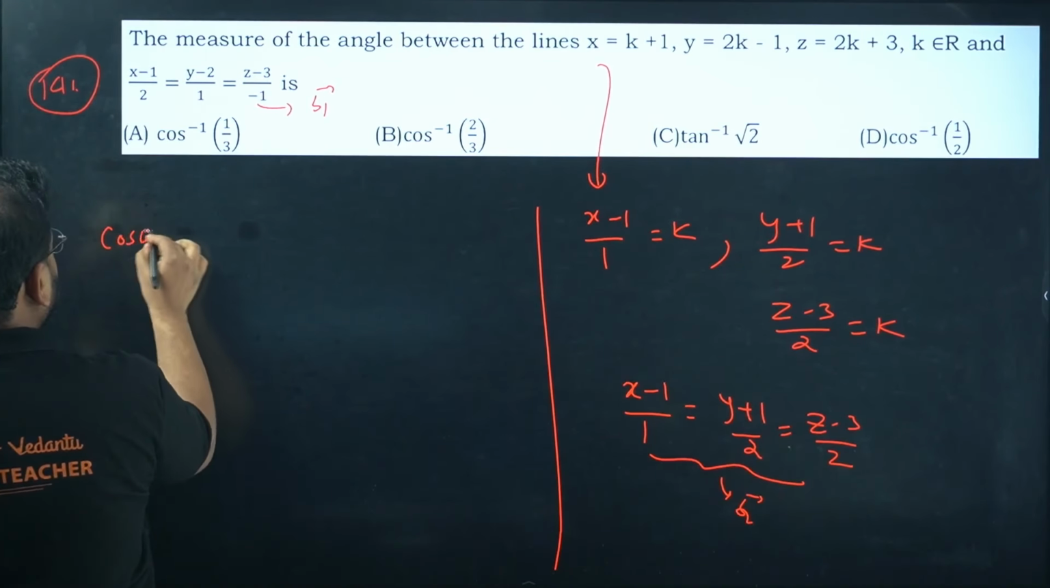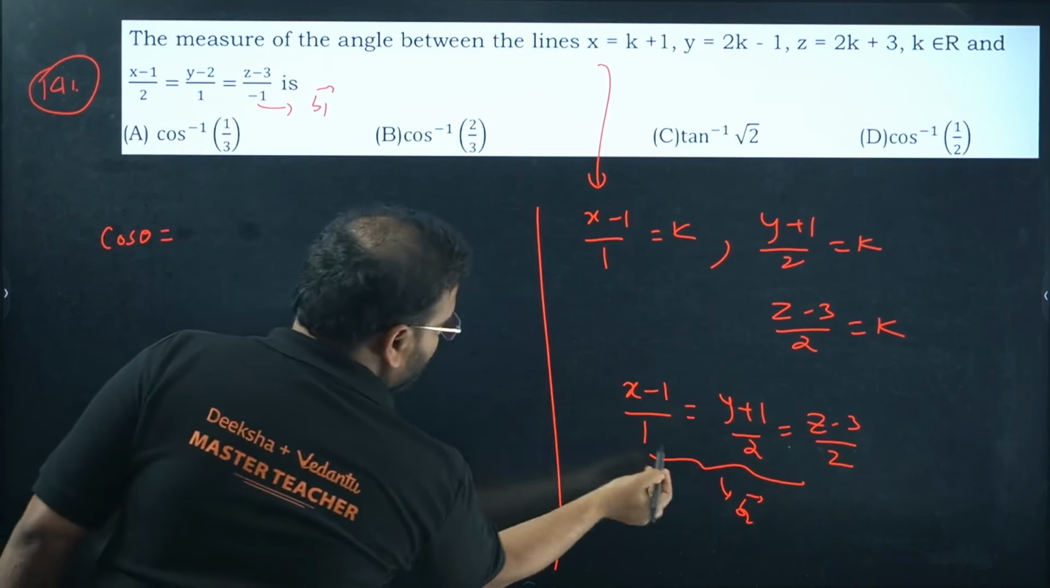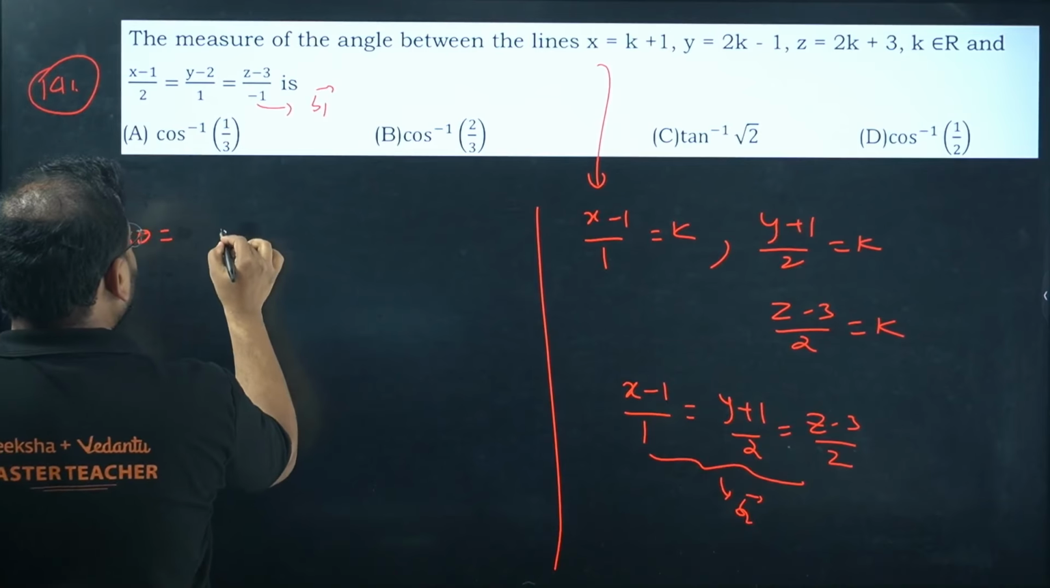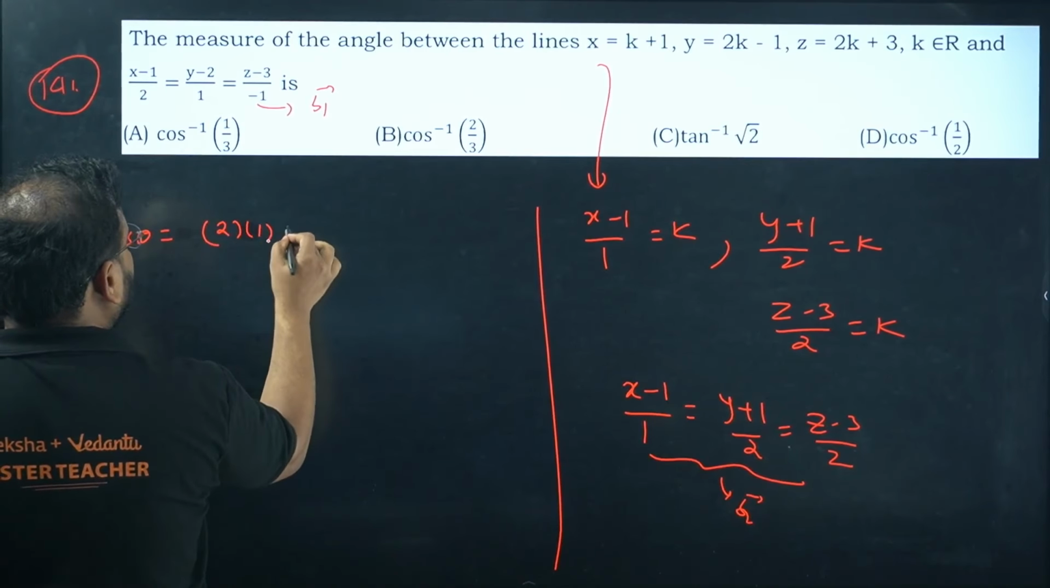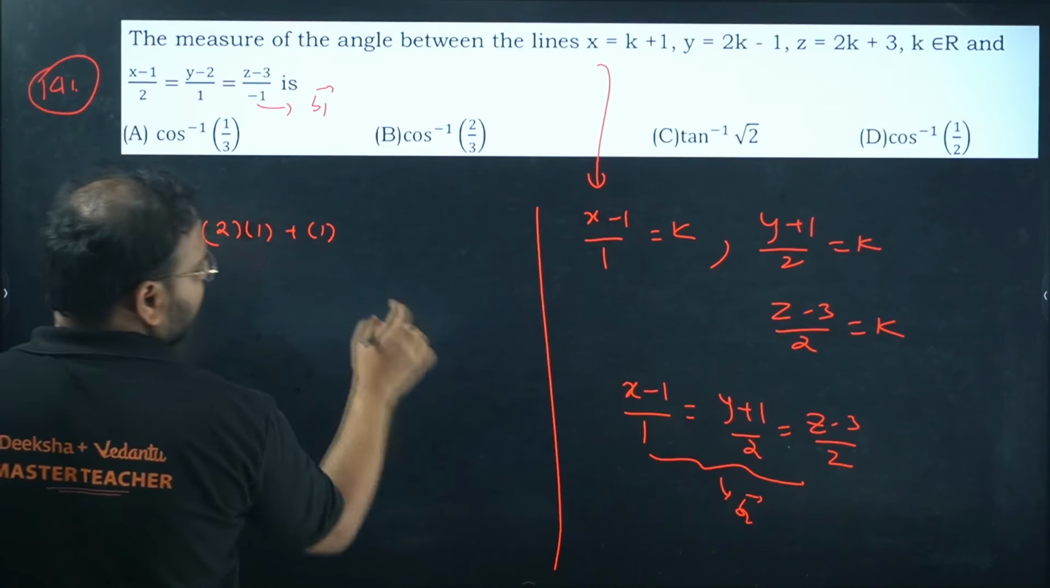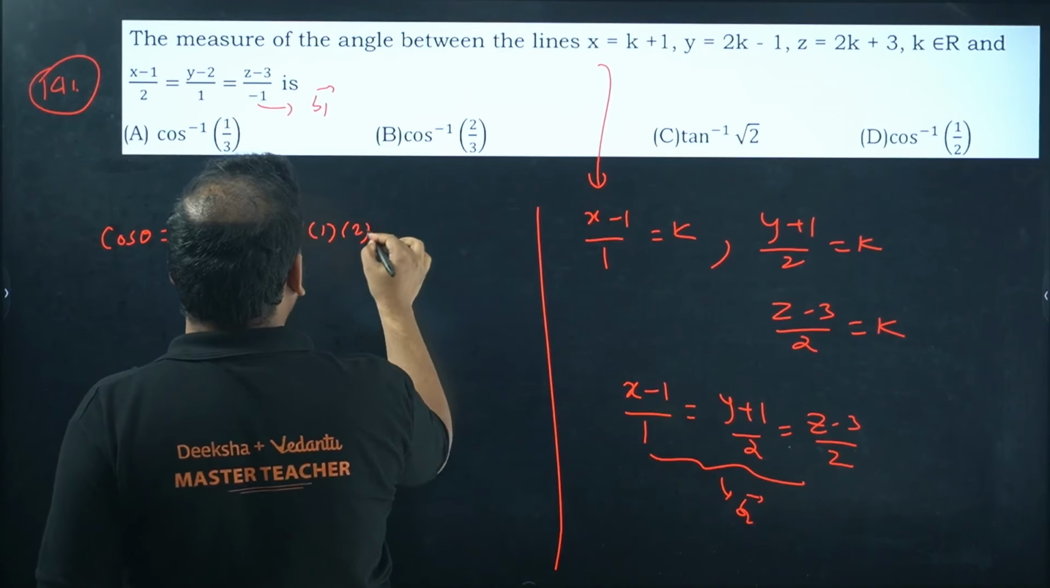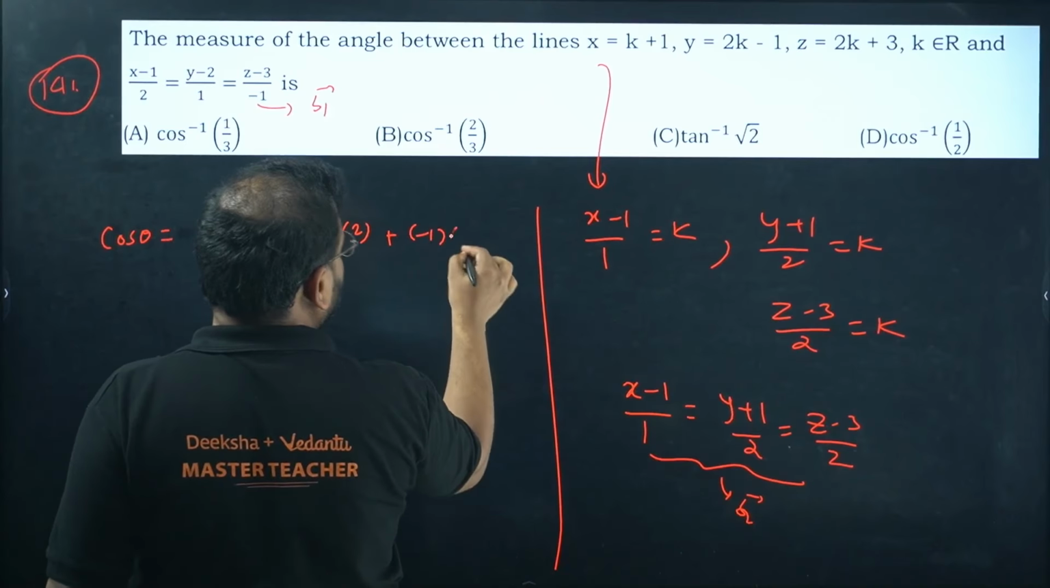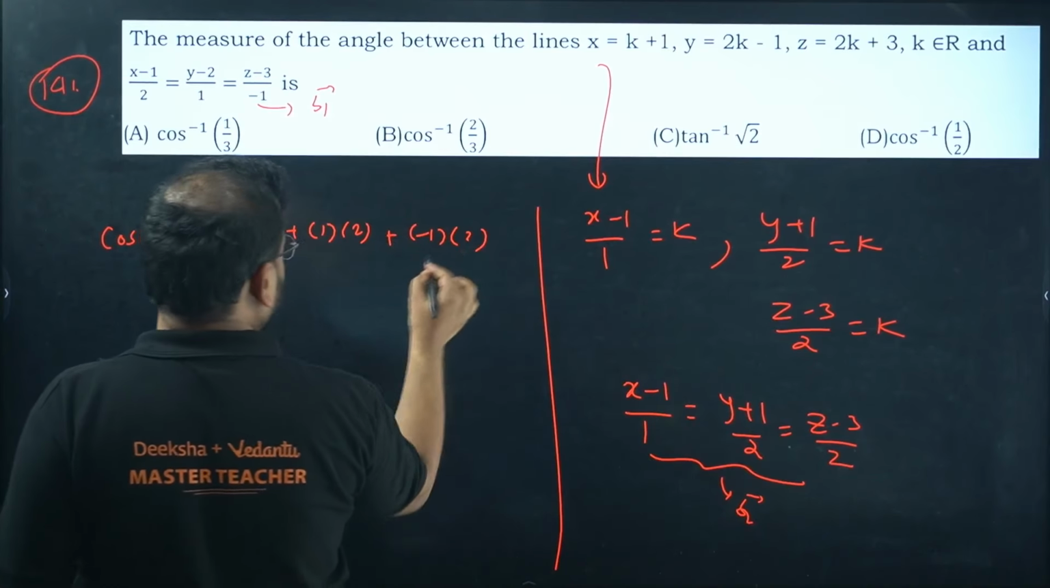So cos theta is given by dot of these two. 2 into 1, 1 into 2, and minus 1 into 2.